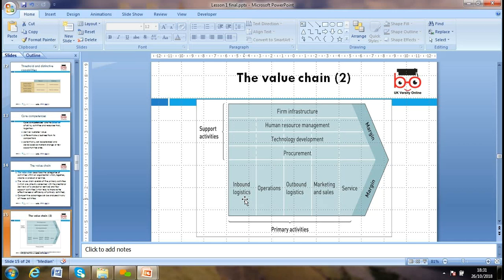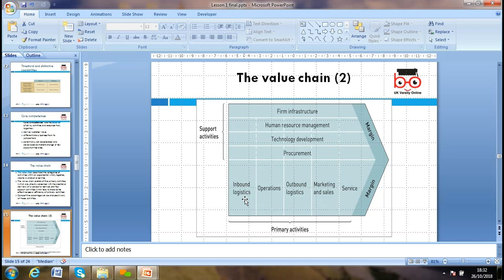Yes, operations can be your manufacturing, any operation. Then you have outbound. Outbound is when you're selling goods, like the outbound call center when we are making calls to somebody. Inbound call center means the calls coming into the organization. So that's called inbound. So marketing and sales and services. These are the primary activities in our organization.